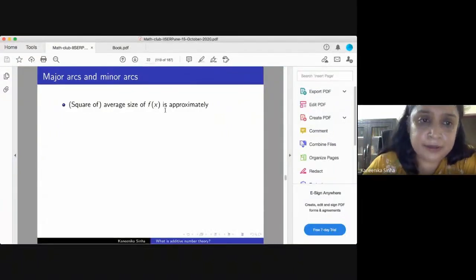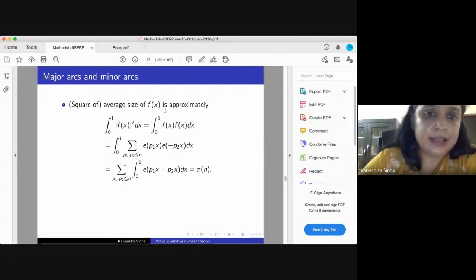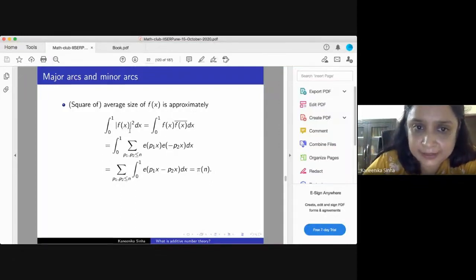So why does it help us to actually take squares? So now you're taking absolute f of x whole square, integrating it from 0 to 1, okay? And then you write, so this is your nice identity that comes from complex numbers, that the square of the absolute value is just the complex number times its conjugate. And then you have explicit values for these f of x. You have formulas, so summation. So this is a double sum over all the primes p1 and all the primes p2.